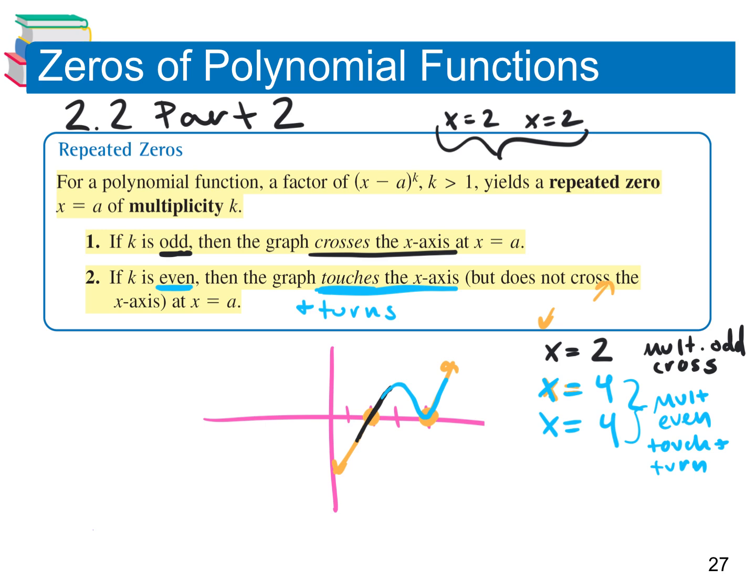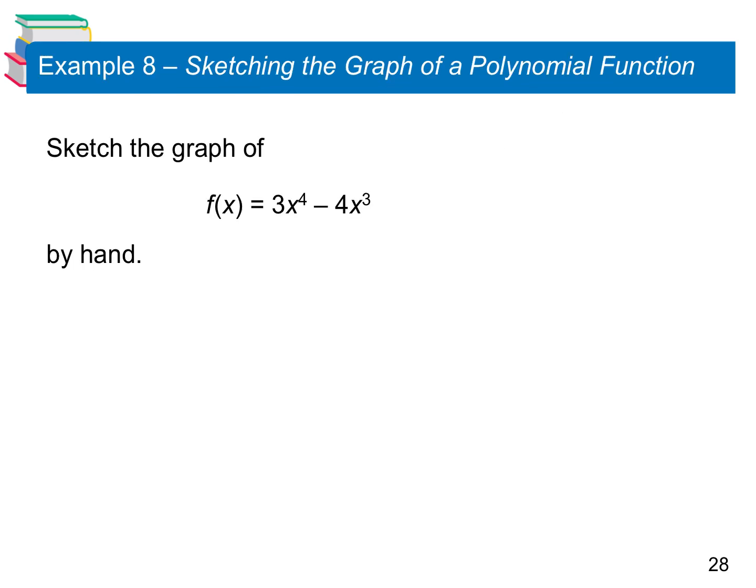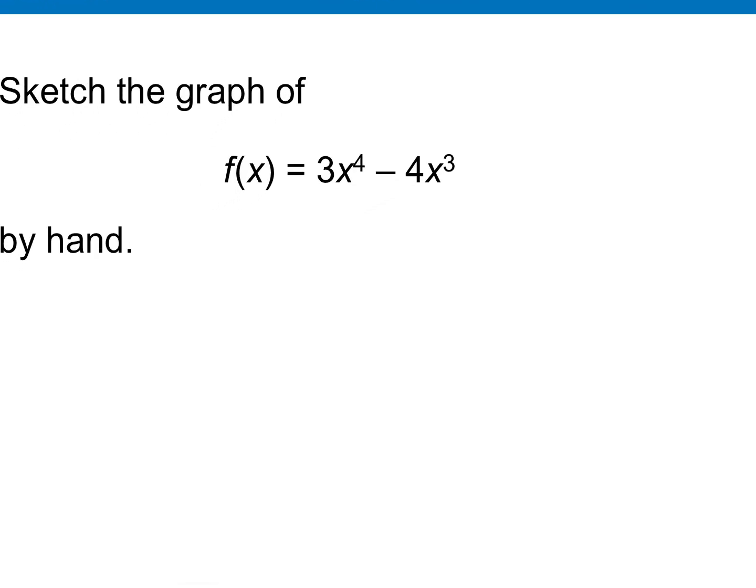So this is a little bit of an example to get you to see what it means to cross the x-axis and to touch and turn. We'll do a couple other examples where we work out the whole thing. All right, so in example 8, we want to sketch the graph. First thing we want to do is find the zeros. So I'm going to cross out f of x, make it 0. And then we solve. How would we solve here?